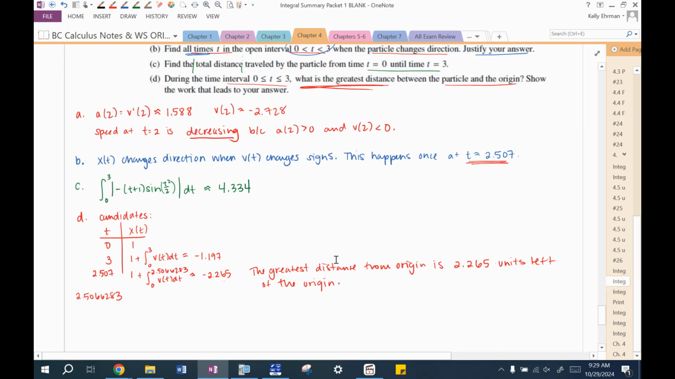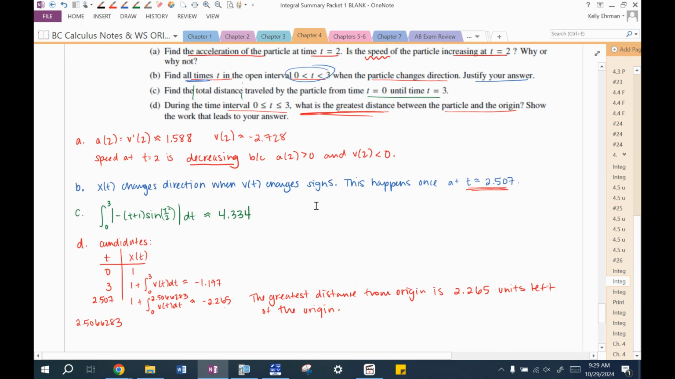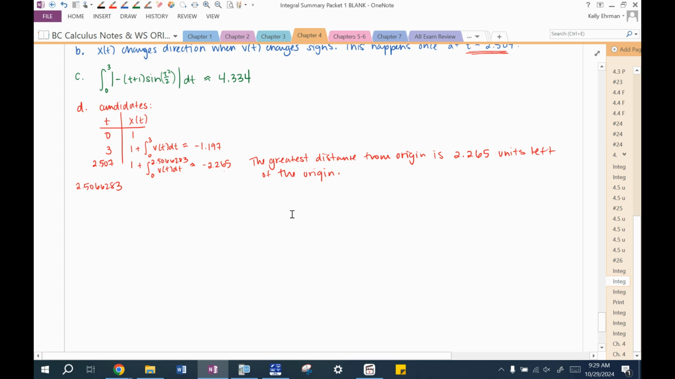So it's good to look at the scoring guidelines and sort of say, did I have anything? Did I write my answer differently? And if I did, which is very likely that I wrote it slightly differently, did I come to the same conclusion? So that's the important part too. All right, that finishes the first packet.